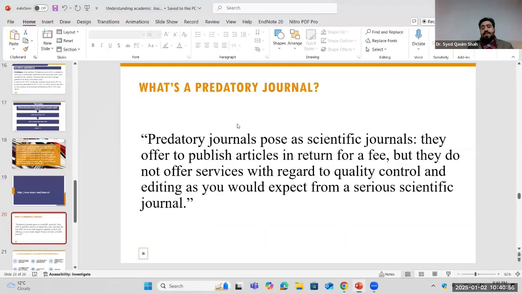So now there is another thing: predatory journals. Whenever we are publishing, we are always faced with this issue of how we can measure. We have the two measures, but there are journals that are usually predatory. In research language, predatory means they offer to publish articles in return for a fee. They charge a huge fee and publish whatever you send them, but they do not offer services with regard to quality control.